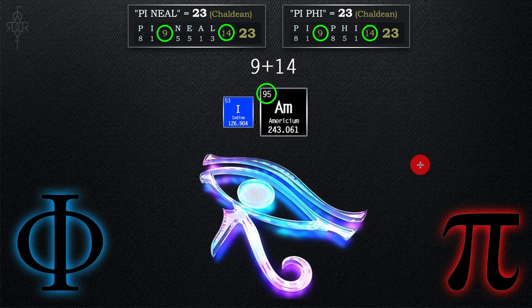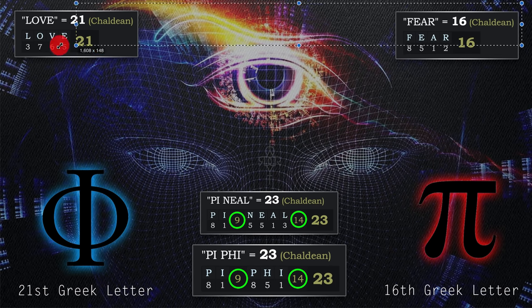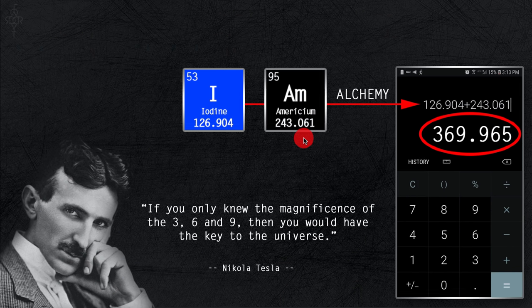And it's pi and phi. 21 and 16, which again, we go right back up to love and fear. This is what we have as our two emotions. Same as the architect. And when you alchemize these two elements, and to show you the significance and how strong and important this is, and why this is a huge supporting piece of this theory that I'm showing all of you, it's what Nikola Tesla said about the 3, 6, and 9.